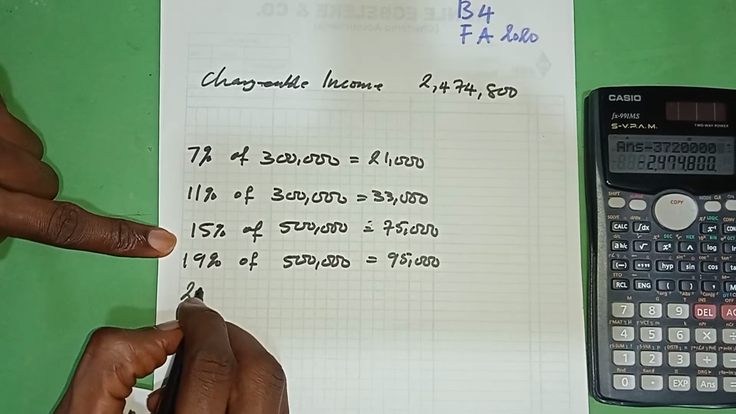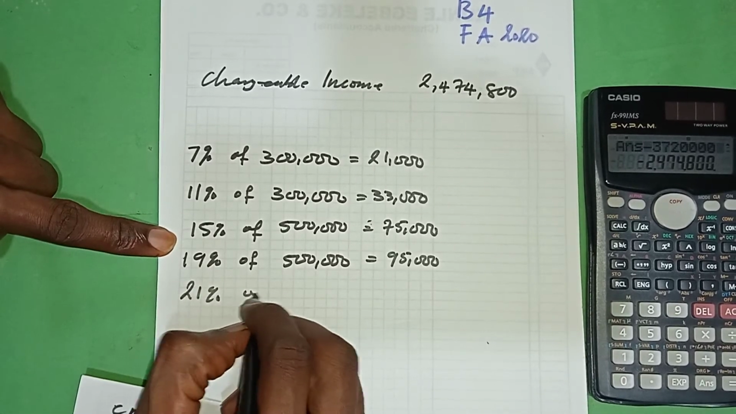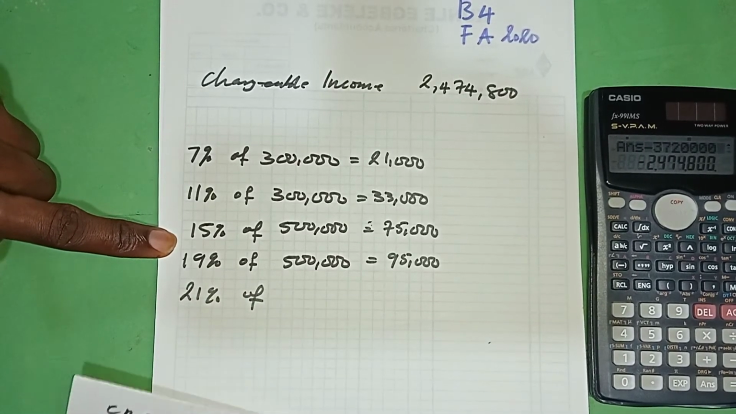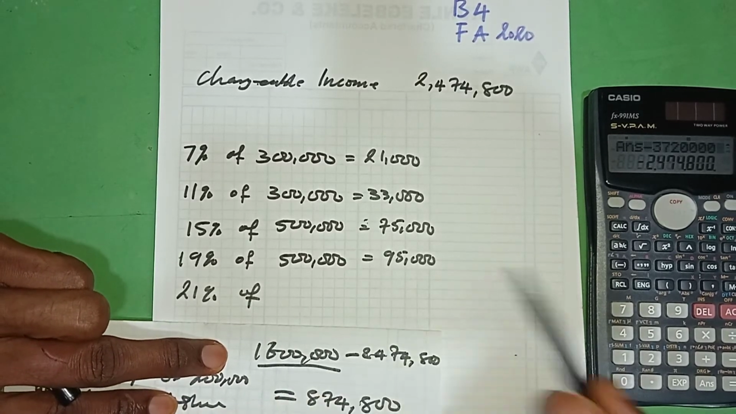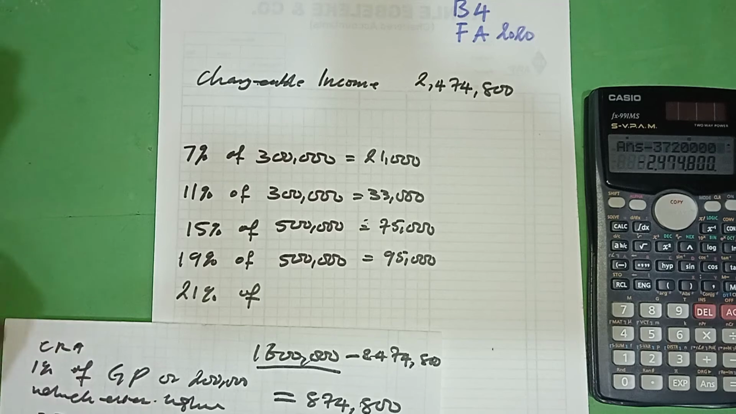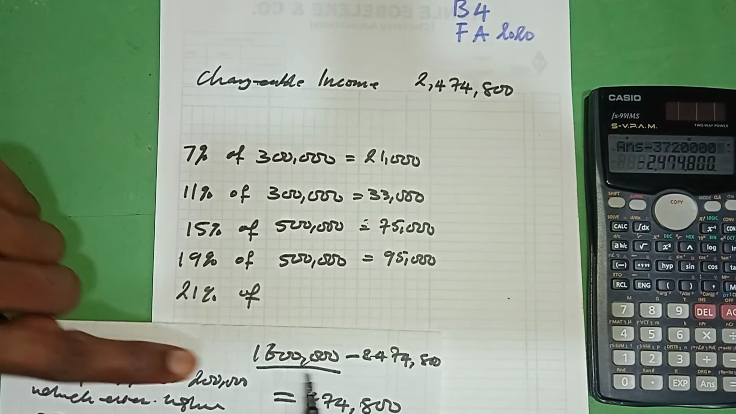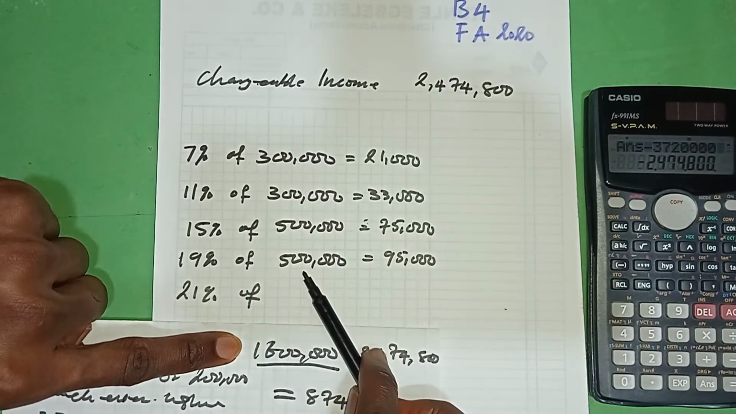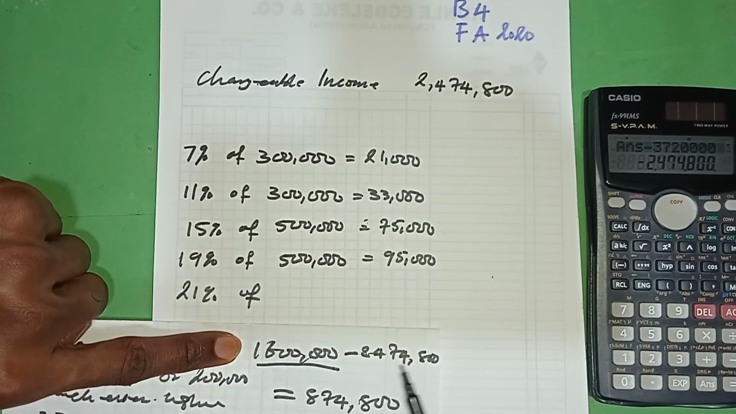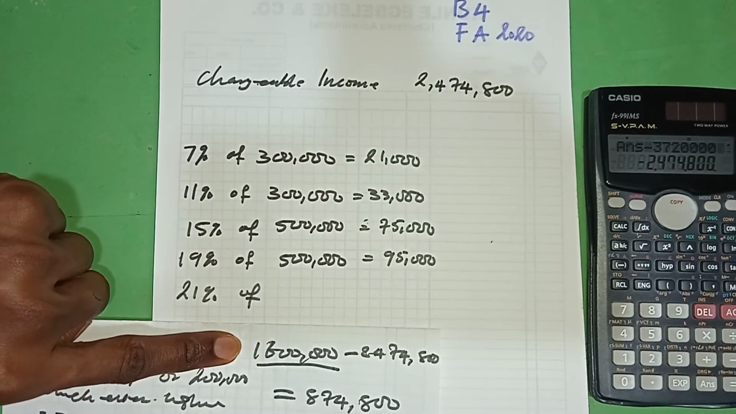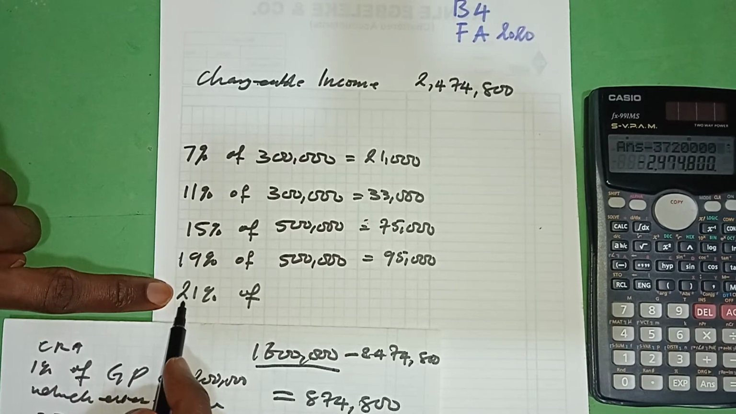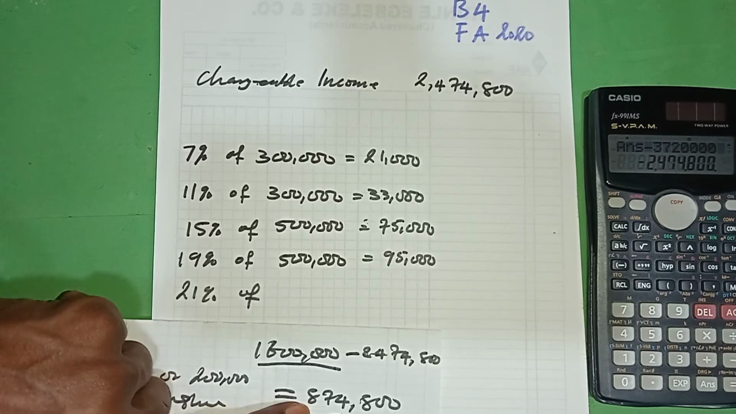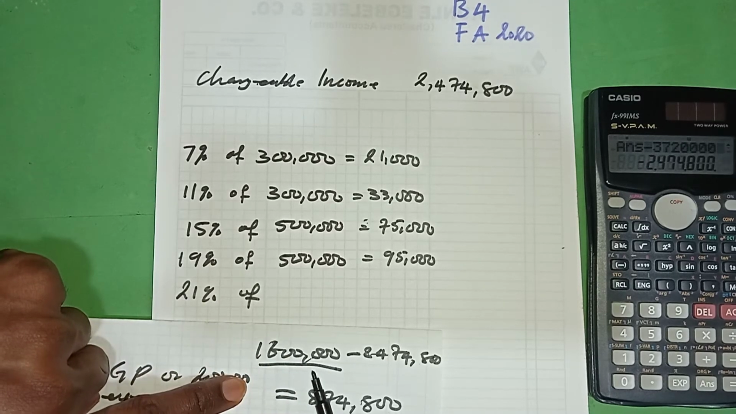Let me write it. 21. I don't know if you're getting me. Here now, it ought to be 1.6, and the remaining money here is not up to 1.6. So we subtract this total amount from the chargeable income to give us the balance, which we are going to charge 21% on now, and not on 1.6.